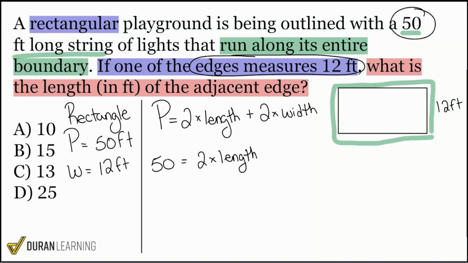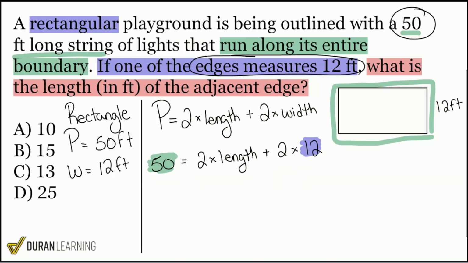So 2 times the length plus 2 times 12. I'm going to highlight what we've plugged in. We've plugged in the 50 and we've plugged in the 12. Now we just have to find that length. This is where it turns into translating the English into math. And now we're going to actually do the math.